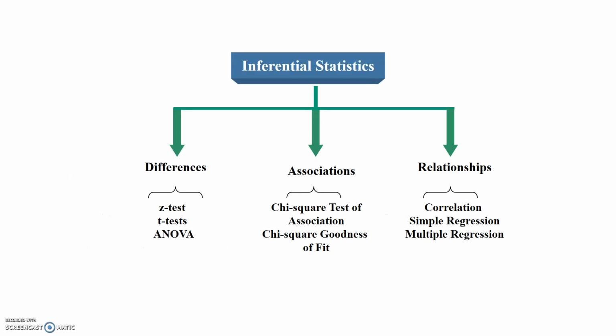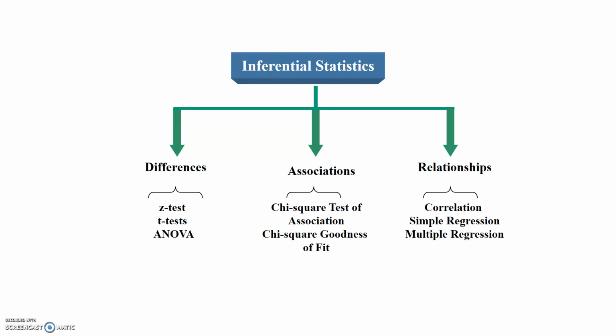So we have our three choices. I'm going to start over here with relationships. If you want to use the word relationship, we're going to do a correlation. If we want to try to predict that relationship, then we're going to use simple regression or multiple regression, or some multivariate technique. In the middle, if we want to use the word association, we have categorical information.